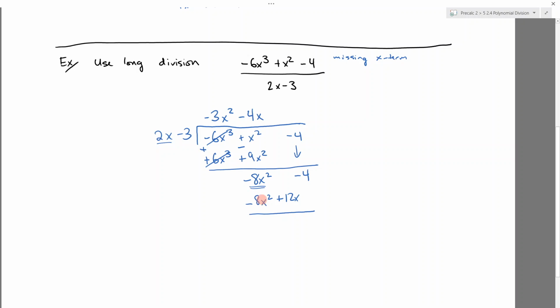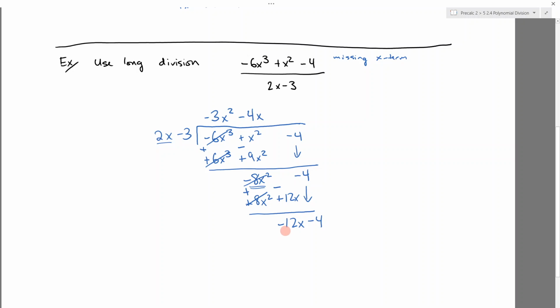And then again you subtract going down. So subtract here, subtract here. Subtracting a negative is adding a positive. And this cancels like it should. And then we have nothing minus 12x. So it becomes a minus 12x. This gets brought down, so minus 4.